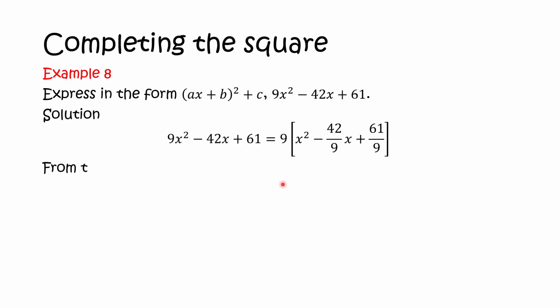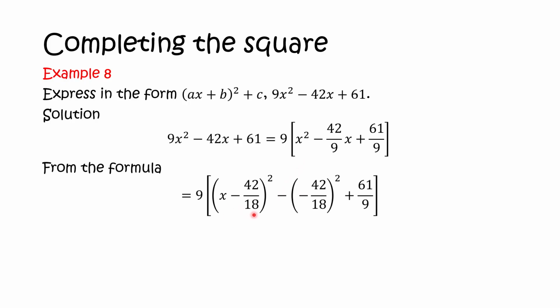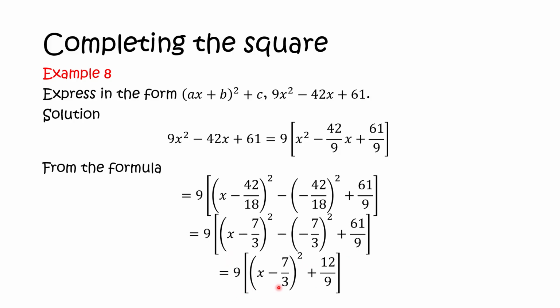Now with that, substituting into the formula, the case 3 formula, getting the half of the coefficient of x, which is minus 42 over 9, half would be minus 42 over 18, giving us that. So we simplify further so that we get 9 times x minus 7 over 3 squared minus that and that. So with that, simplifying further, we are going to get 9 times the square bracket of x minus 7 over 3 squared plus 12 over 9. Then we close the square bracket.